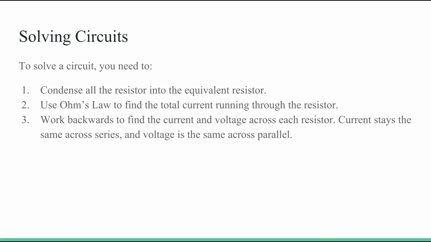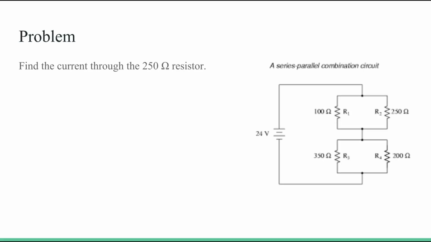to the loop rule. Because for current, there's not really any junctions for it to pass, so the current must stay the same. So you can't really lose charge in the process. So current stays the same in series, voltage is the same across components in parallel. So let's actually solve a circuit. Well, not really solve, but let's just find a value of the circuit.